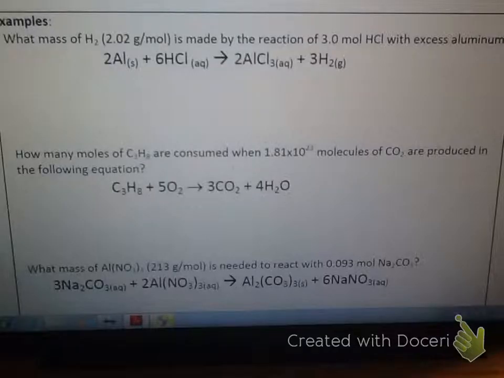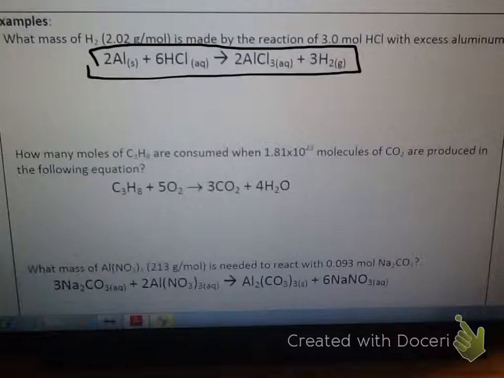All right, so here are some example problems. Hopefully you have your calculator out because we're going to get started. The first one says, what mass of hydrogen, 2.02 grams per mole, is made by the reaction of 3 moles of HCl with excess aluminum? Notice that we have a word problem, and below we have a balanced chemical equation. This is a stoichiometry problem.